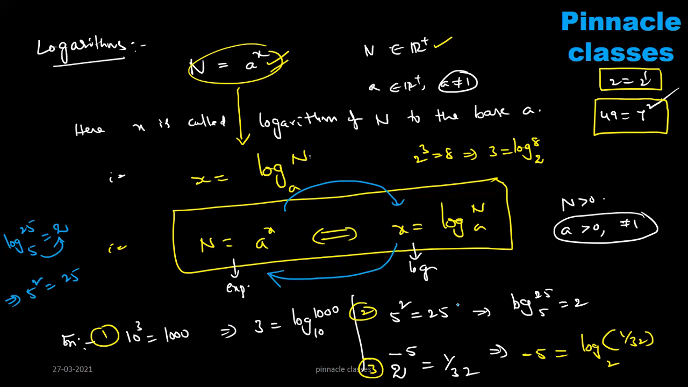These are the examples. So I will take one example. See, for example, log 100 to the base 10. How much? Why? Because 10 square is equal to 100. That is the meaning. These are the examples. Converting into exponential form or logarithm form, like that.